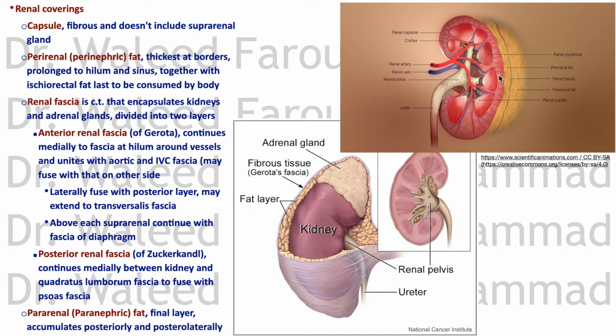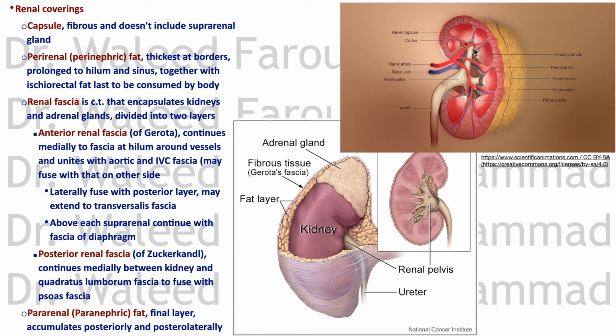continues medially behind the kidney and between it and the quadratus lumborum fascia to the psoas fascia to fuse with it. And laterally, of course, it unites with the anterior layer outside the perinephric fat at the lateral border of the kidney. After that, there is another layer of fat called the paranephric fat. It covers the whole structure, and then the peritoneum plasters all these structures to the posterior abdominal wall. So that's how the kidney is kept in place.